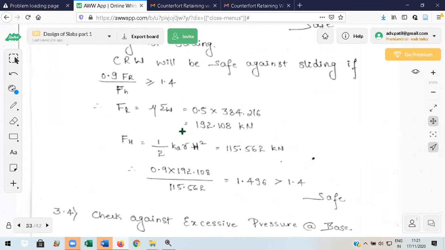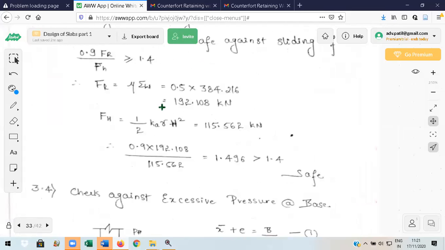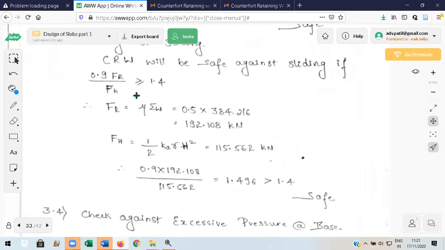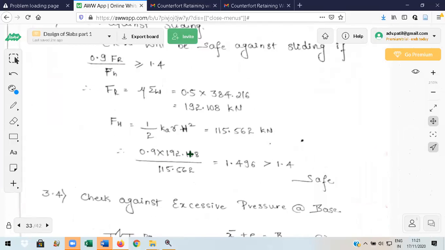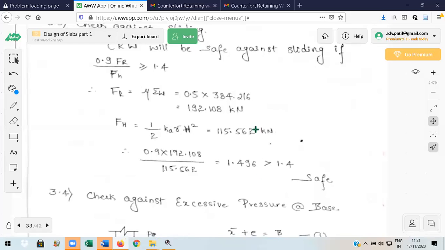Now divide these two numbers. So 192.9 times you have to take again. Complete FR is not possible at the site. A 10% allowance is given for imperfect workmanship, and the quality of materials may not be standard. Because the 10% is removed, it is 0.9 FR by FH. 0.9 into 192 by 115 is 1.496. It is more than 1.